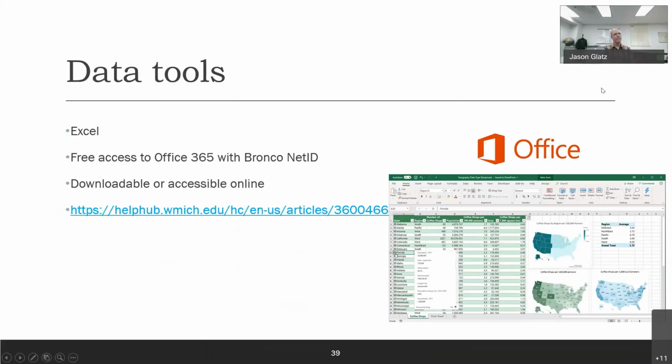In terms of data tools, Excel is probably what you'll find most often. And you have a subscription to it through Office 365 with your Bronco ID. So if you haven't downloaded that, what are you waiting for?